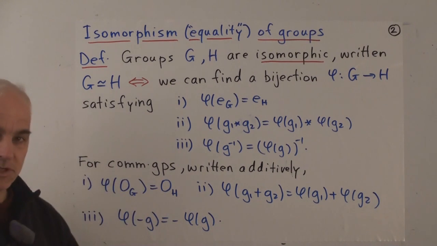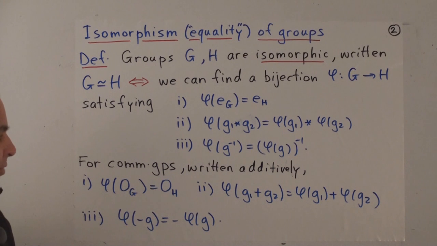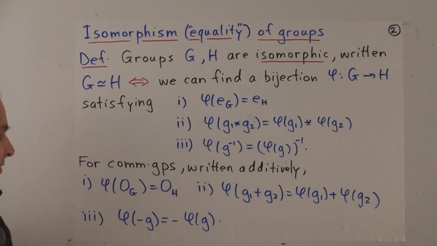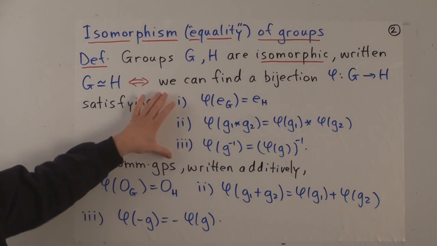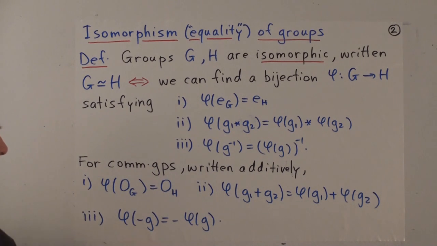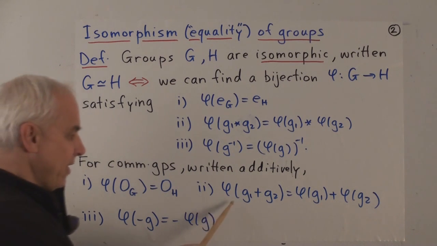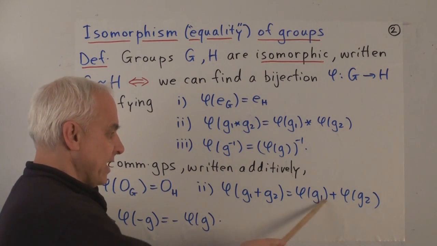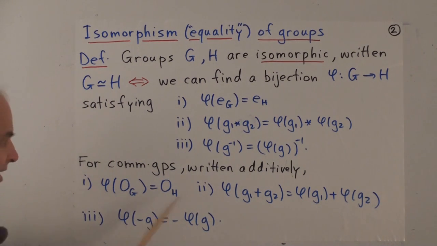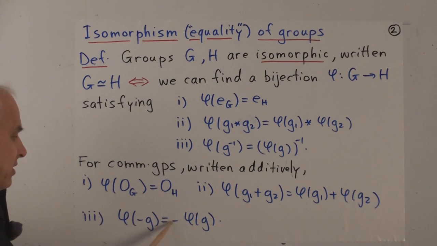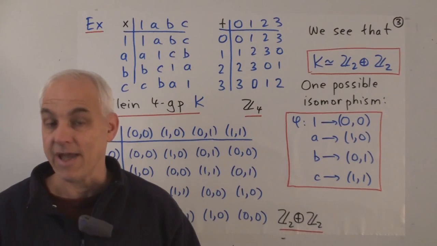Now for commutative groups, which we're talking about mostly today, we generally write the multiplication or operation additively with a plus sign. In that case, we can rewrite these conditions more in line with the notation for commutative groups. So the identity in G is the 0 in G, so we require the 0 in G to go to the 0 in H. Then the operation is addition, so the second requirement becomes this one. And the inverse operation becomes what we write as a negative. So phi of minus g is minus phi of g. So let's have a look at an example.